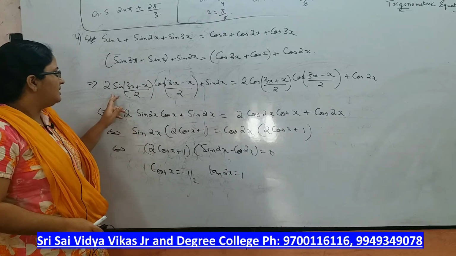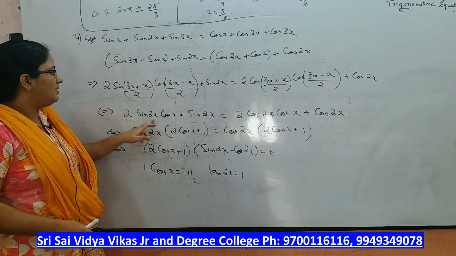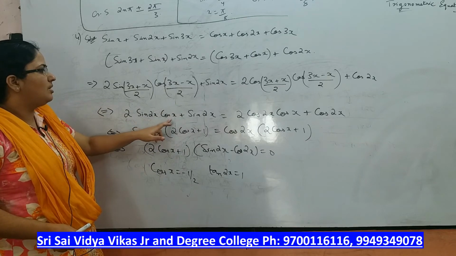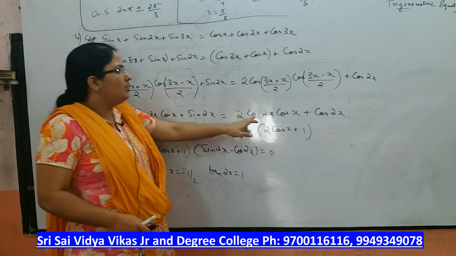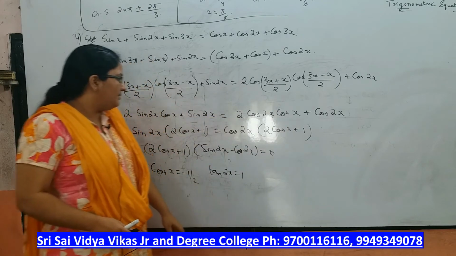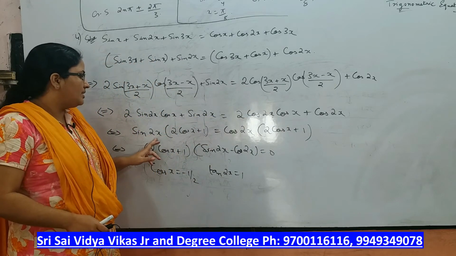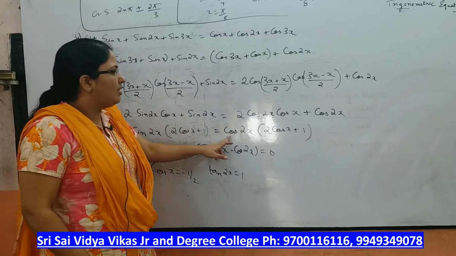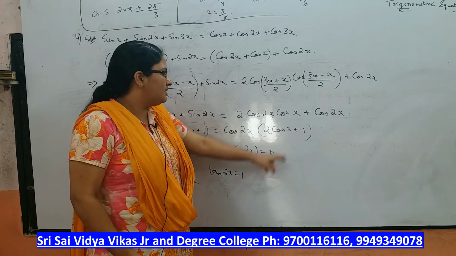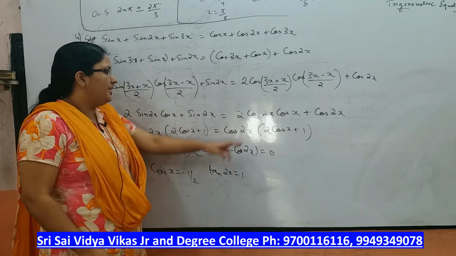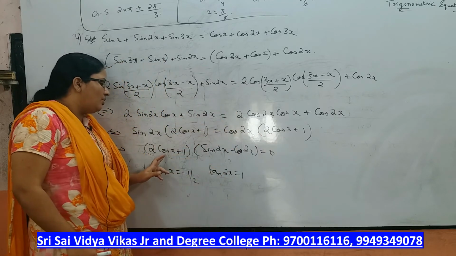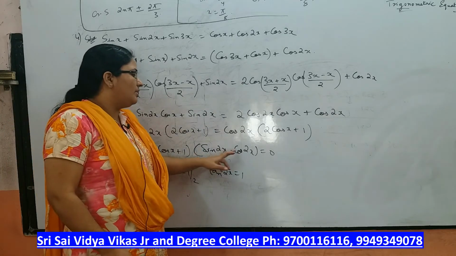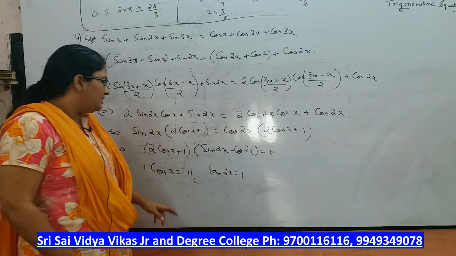Now 3x plus x by 2 will be 2x, and 3x minus x by 2 will be x. So 2 sin 2x cos x plus sin 2x, and 2 cos 2x cos x plus cos 2x. Now from these two I can take sin 2x common. If you take sin 2x common, you have 2 cos x plus 1. Here if you take cos 2x common, you have 2 cos x plus 1. Now bring this here, you can take 2 cos x plus 1 common, and you are left with sin 2x minus cos 2x is equal to 0.